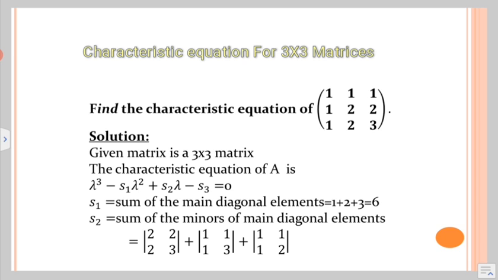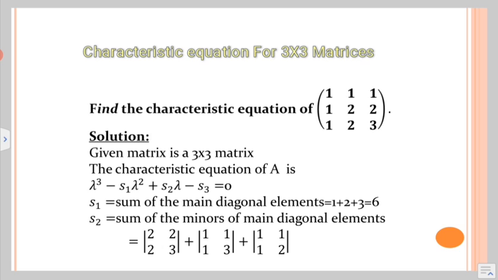Here, what is the coefficient S1? It is the sum of the leading diagonal elements. What are the leading diagonal elements over here? 1, 2 and 3. Therefore, 1 plus 2 plus 3 will become 6. Next, S2. What is S2? It is the sum of the minors of the main or leading diagonal elements. So, what are the leading diagonal elements here? 1, 2 and 3, is it not?